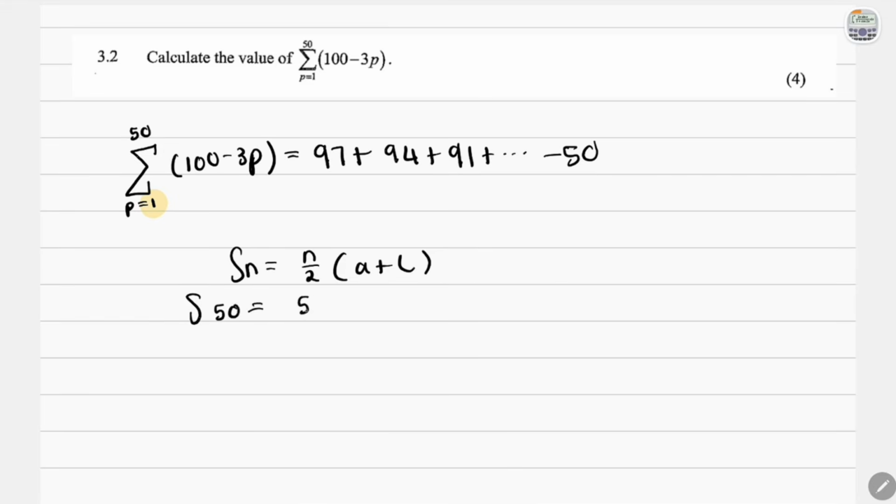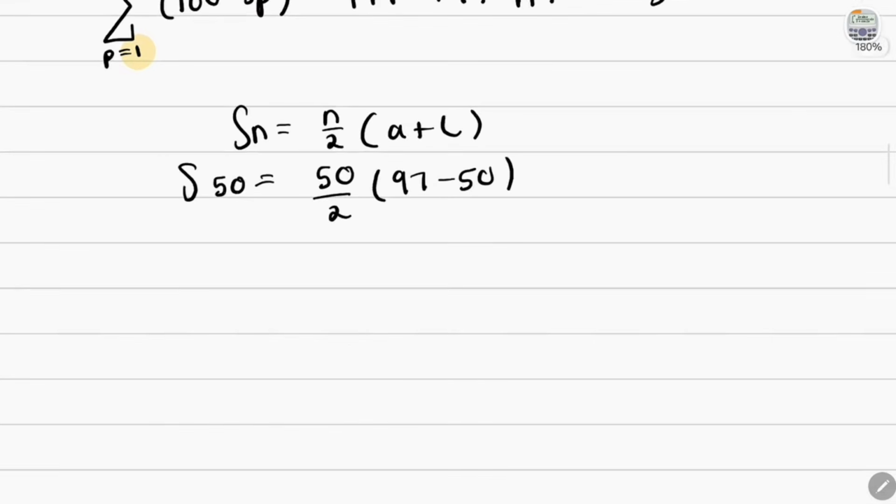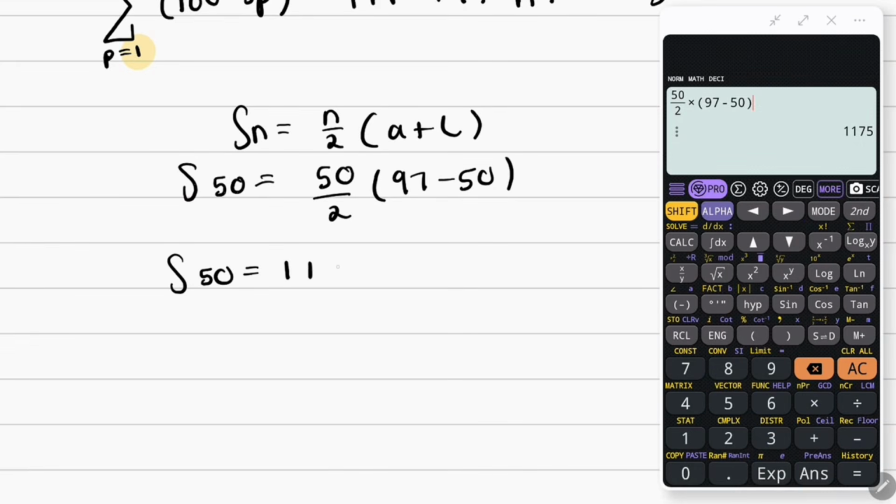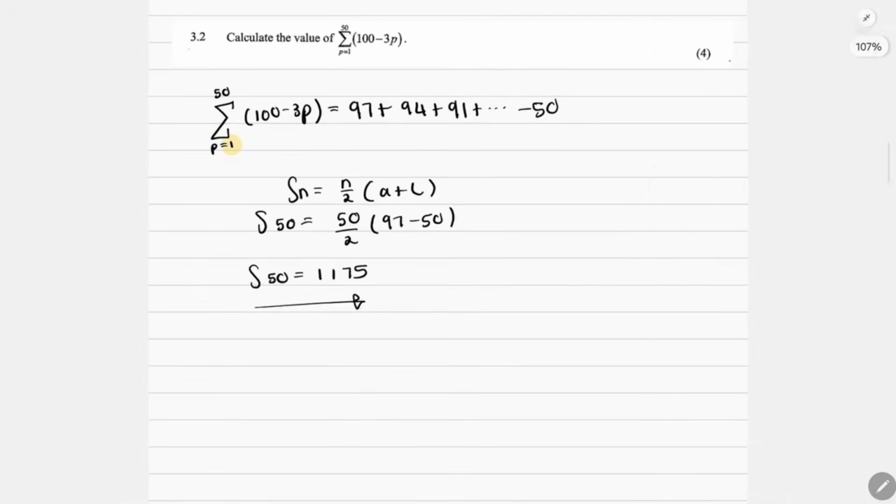Sum of 50 terms equals 50 over 2. A is 97 plus, and L is, we can say the last term is -50, so -50. And you would find the sum of these terms. So S of 50 equals, and let's find that. And our answer is 1175. And that is it for this question.